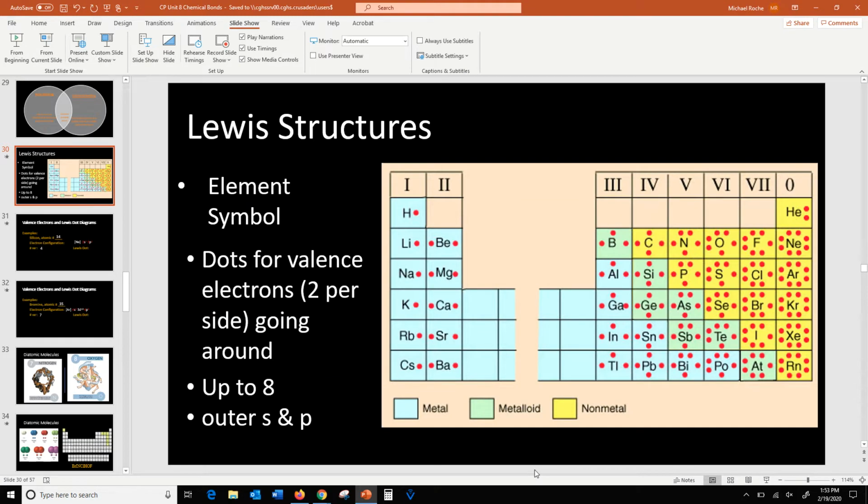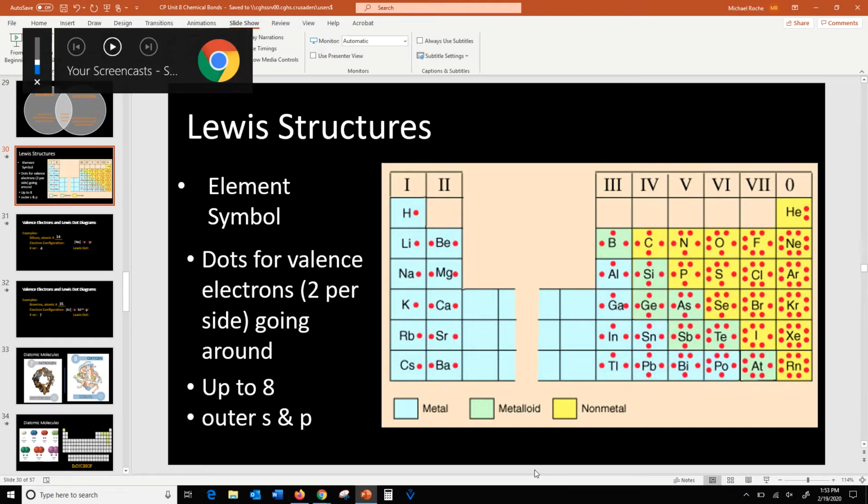All right. So let's discuss Lewis structures, once that goes away, or not. There it goes. All right. So Lewis structures are based on the valence electrons.